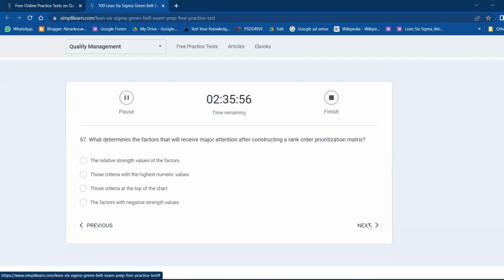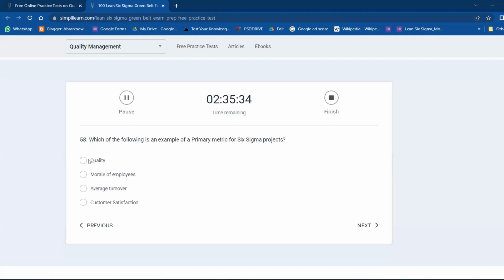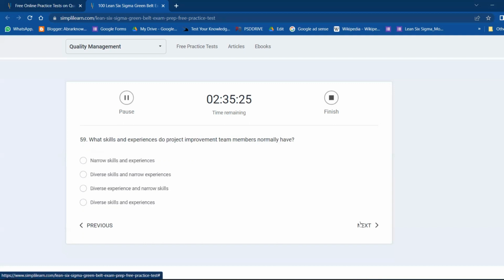What determines the factor that will receive major attention after constructing a rank order prioritization matrix? And the answer is the relative strength value of the factor. Which of the following is an example of a primary metric for a Six Sigma project? Quality, right? Because quality is a big term in which most of the other subtopics you can easily cover, or metrics you can cover.